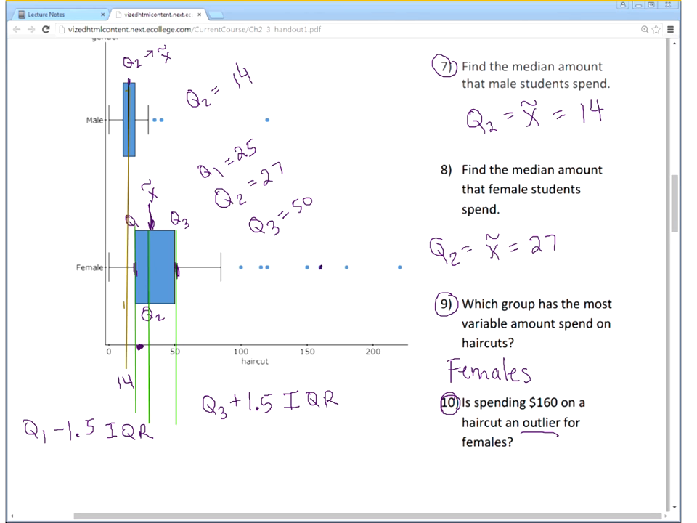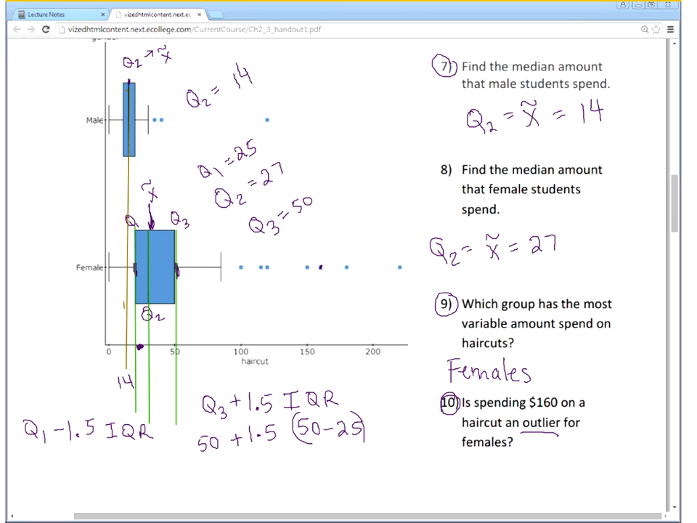Okay, so the IQR then for females is going to be the third quartile minus the first quartile, and then that gets multiplied by 1.5, and it gets added to the third quartile. So whatever that amount is, that's how we determine what's an outlier. So if 160 is larger than the value that we get here, then it is going to be an outlier.